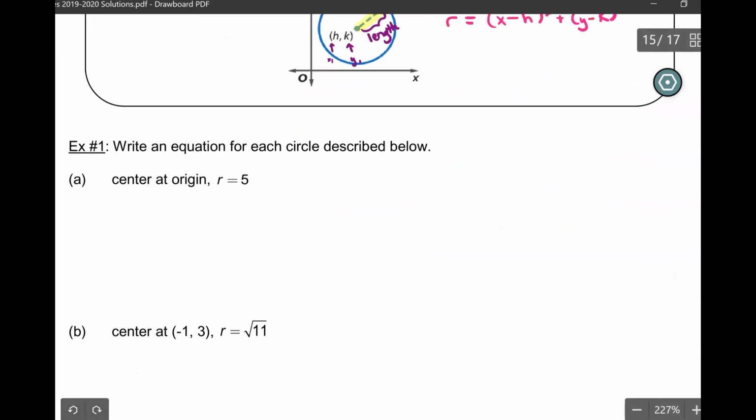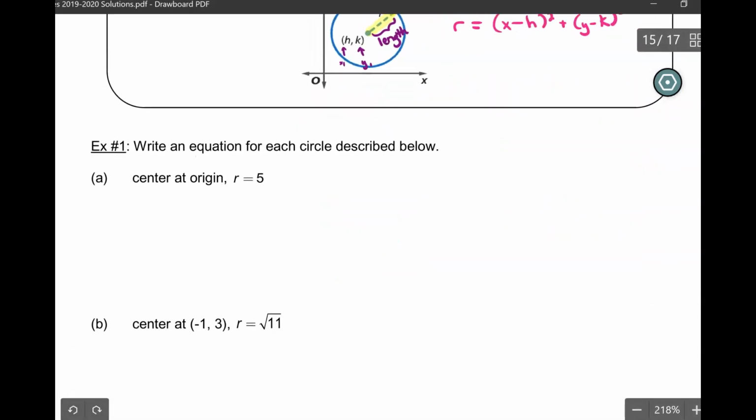We're squaring the radius. So we want to write an equation for each circle described below. The center is at the origin, so that means h is 0 and k is 0, and we have the radius. So it would be x minus 0 squared plus y minus 0 squared equals 5 squared. We're just going to write that as x squared plus y squared equals 25.